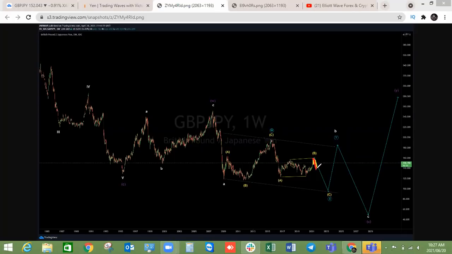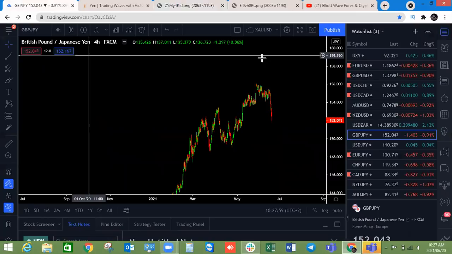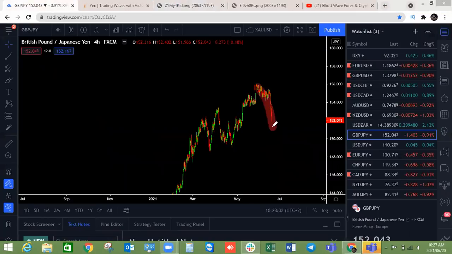That wave C, the move we've seen to the downside, looks to have started the wave 1 to the downside here, and we look for 5 waves to the downside here on pound yen. This is where we are, so that looks like the move to the downside starting there. We'll be looking for that to make a push to the downside. So that is pound yen.